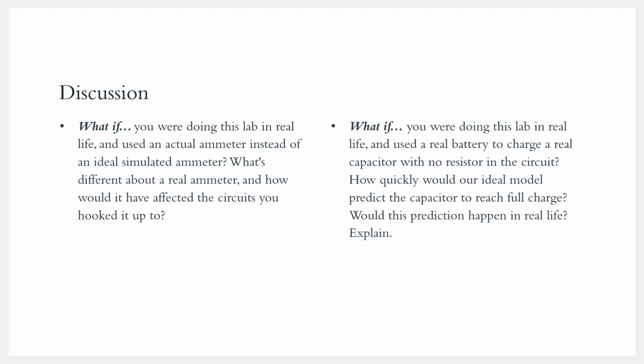What if you were doing this lab in real life and used a real battery to charge a real capacitor with no resistor in the circuit? If there was no resistor in the circuit, then our capacitor would get to its full charge almost right away since there is nothing hindering the current. This would not happen in real life because wires usually have at least a little resistance. It would charge up slower than expected in real life because of the resistance in the wires.